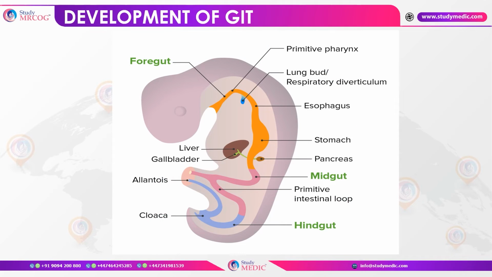Foregut, midgut and the hindgut. If you see, the foregut corresponds to up to the second part of duodenum. From the second part of duodenum up to the first 1/3 of the transverse colon forms the midgut, and after that is the hindgut.